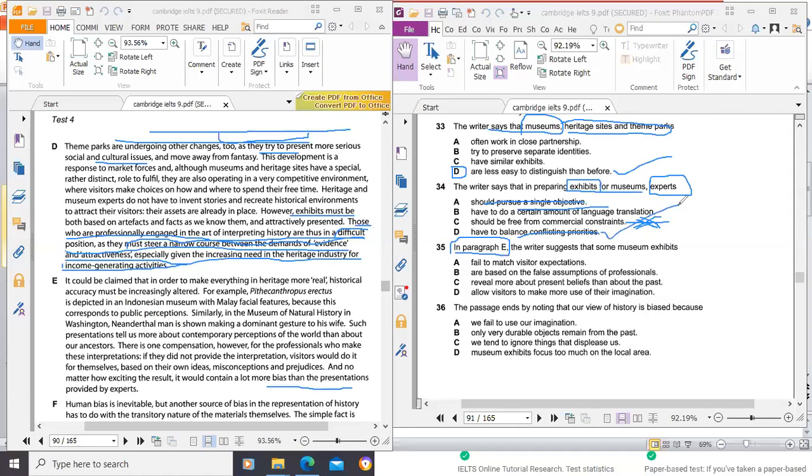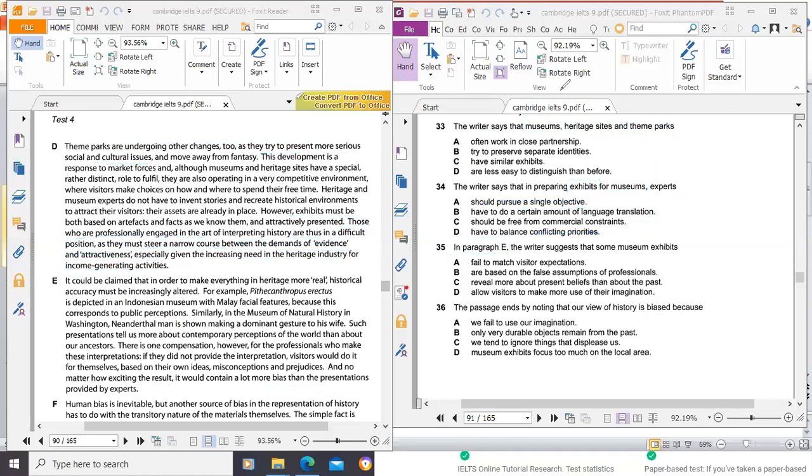All right. Then to make our work easier, they told us that in paragraph E, the writer suggests that museum exhibits fail to match visitor expectation. Exhibits are based on the false assumption of professionals. Exhibits reveal more about present beliefs than about the past. Exhibits allow visitors to make more use of their imagination. So we're about to find that. So it is a subjection, a claim.